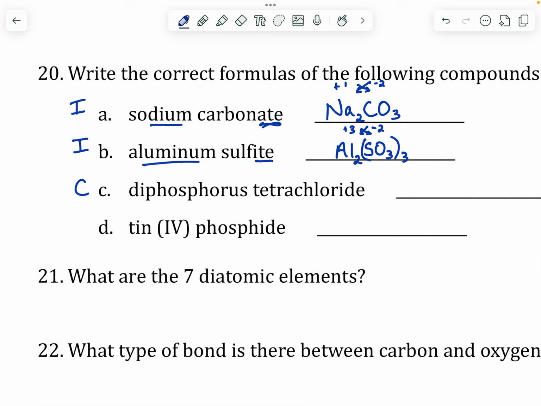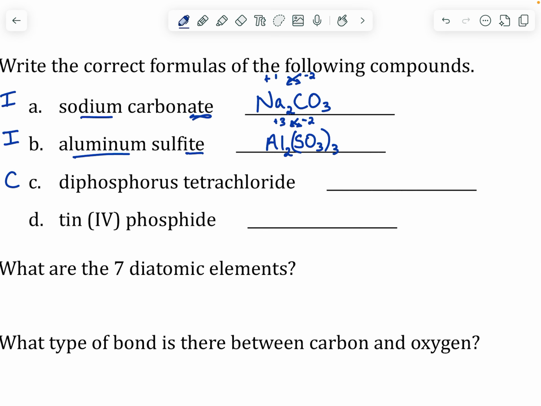This is covalent. I know that, one, because phosphorus and chlorine are nonmetals, but also because of the prefixes. Diphosphorus tells me exactly how many: 2 phosphorus. Tetrachloride, that's Cl, and tetra means 4. So you do not have to memorize the prefixes, but you will need to know that they mean however many atoms are involved in that bond.